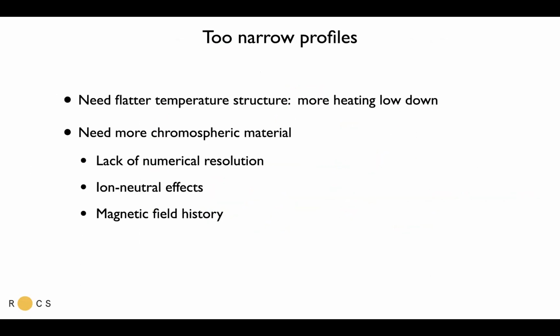And of course, that gives us a lot of information. These lines, magnesium and carbon lines, are optically thick, so it's really the source function. It could also be the unresolved turbulence in the model, but we have other observations from optically thin lines indicating that that's not the major factor. So we need a flatter temperature structure, more heating low down than we have in the model. We need more chromospheric material. Maybe that's due to the lack of numerical resolution, which is something we're exploring. Could be ion neutral effects, or it could be just because we have put in the magnetic field and we don't have the history of it going through the atmosphere and carrying mass with it.